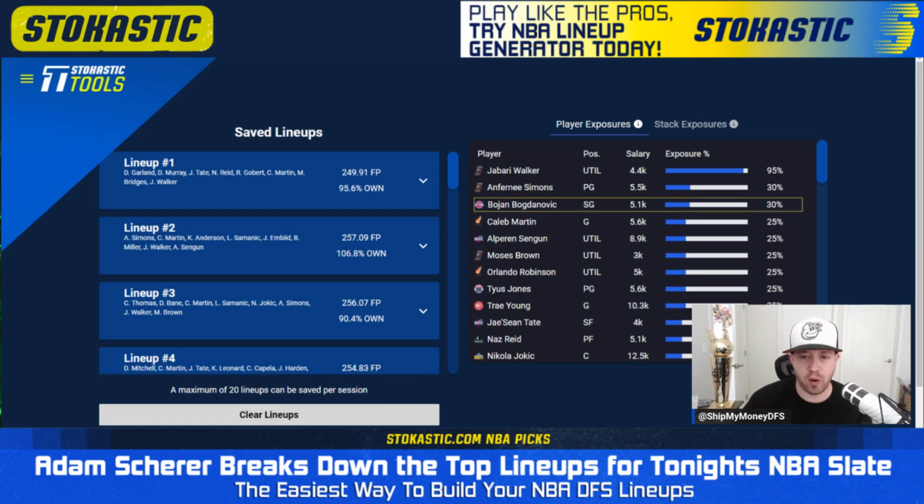We're getting to 30% at about 15 to 16% ownership. Bojan Bogdanovic played 27.5 minutes off the bench in his first game back for the Pistons the other night. Remains to be seen if he will rejoin the starting lineup tonight or stay on the bench. But either way, at only $5,100, he looks like one of the best plays on tonight's slate.